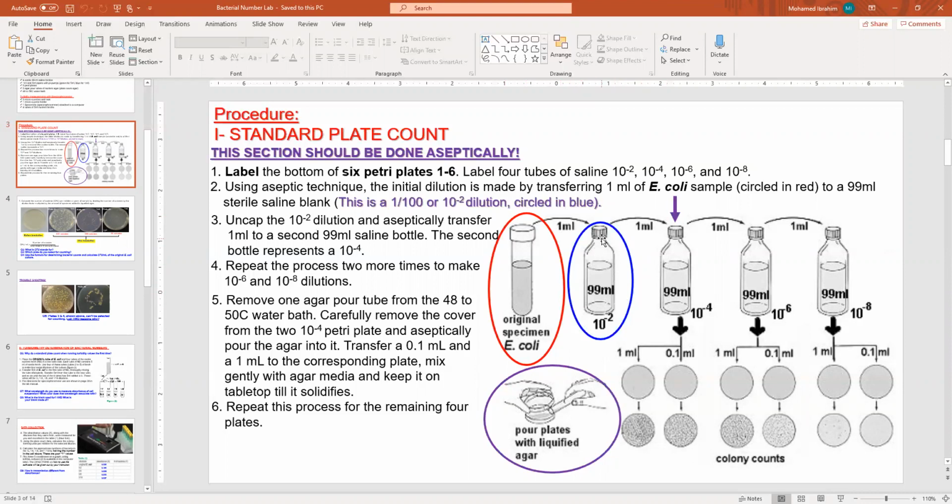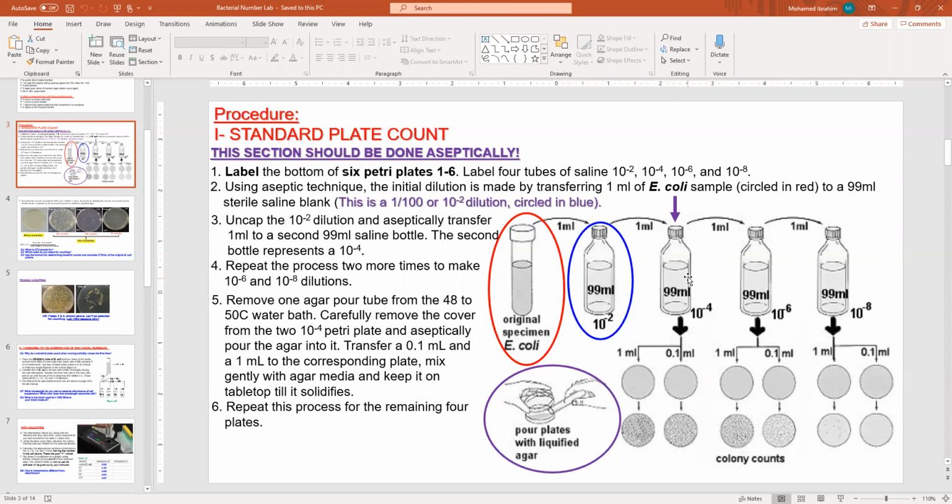If you move 1 ml from this one to the second one, again, you have a dilution factor of 10 to the minus 2. But the total dilution in this bottle will be 10 to the minus 4. Why? Because you have dilution 10 to the minus 2 times 10 to the minus 2 here. That will give you the total dilution of 10 to the negative 4. Okay? This is what I need from you to know.